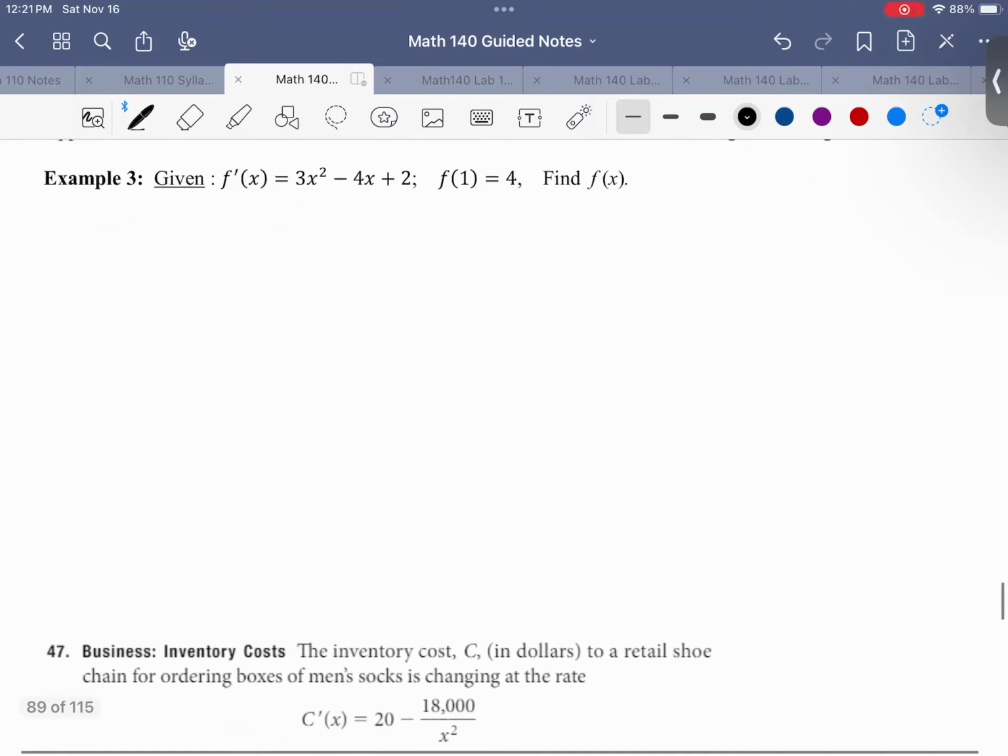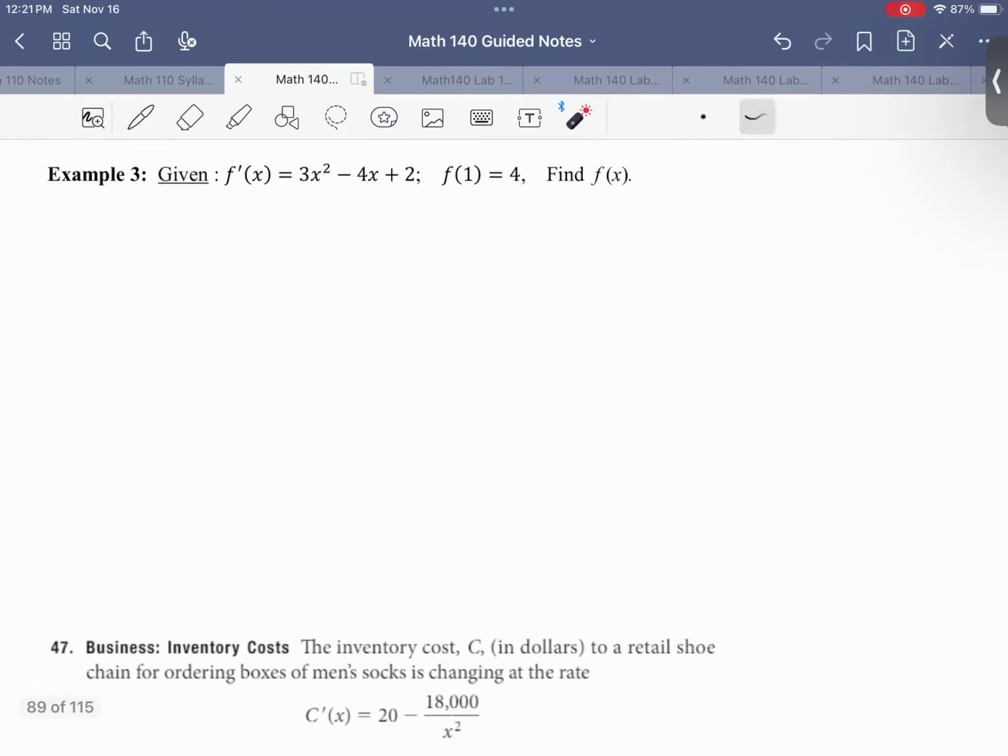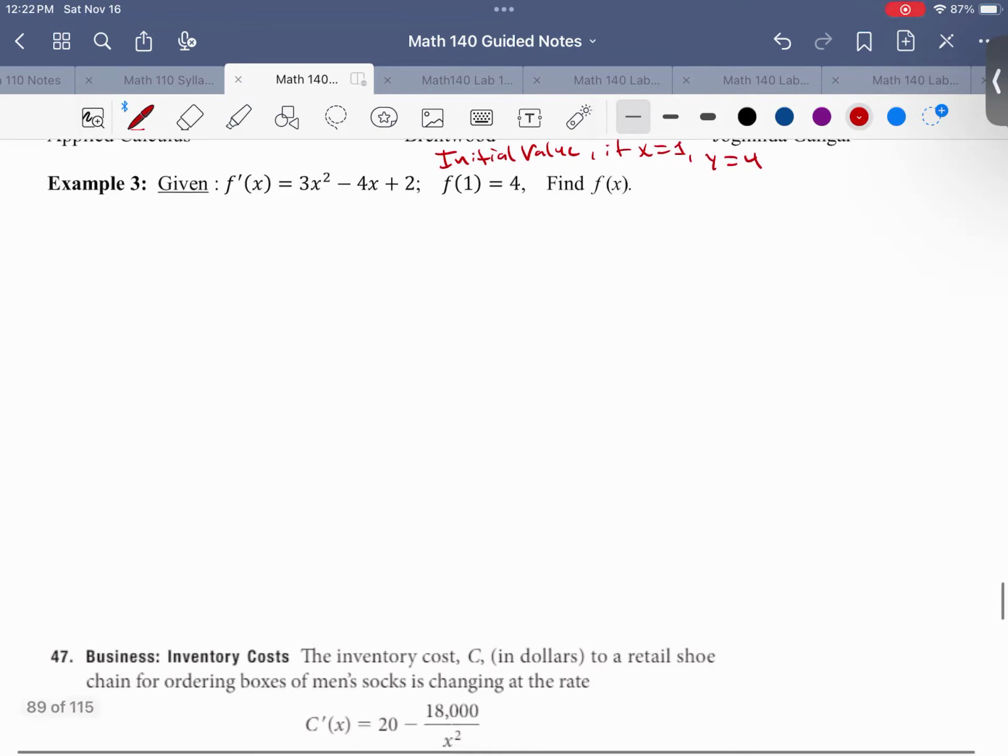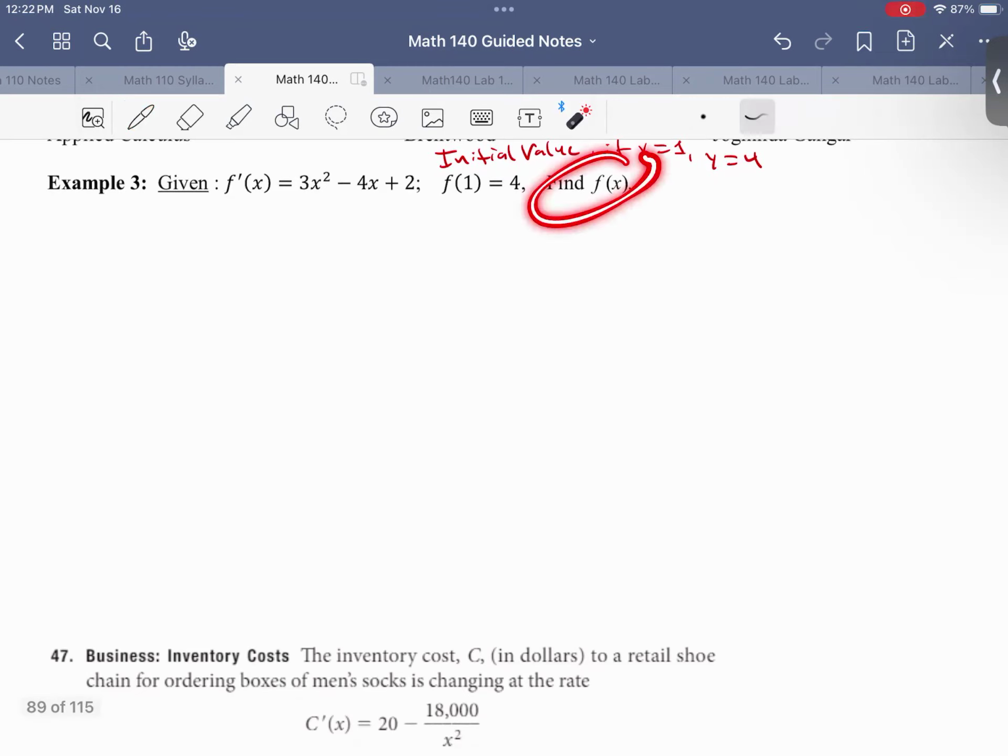So here we are given f prime of x, meaning the derivative, equals 3x squared minus 4x plus 2. We are given an initial value. So let's say initial value f of 1 equals 4. What this means is if x equals 1, y equals 4. So we're given this initial value, and I need to find the original function f of x.